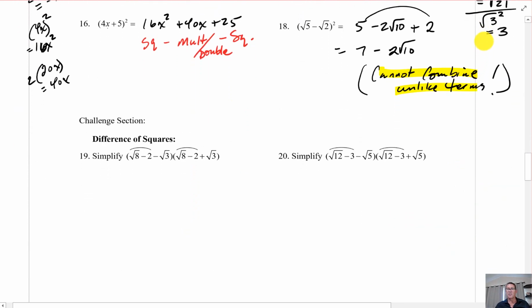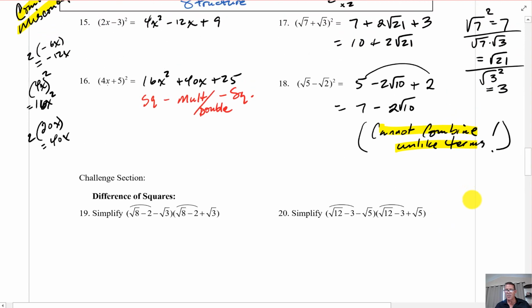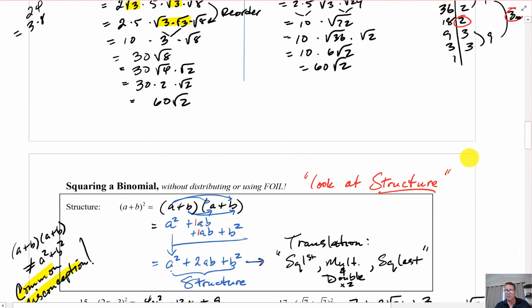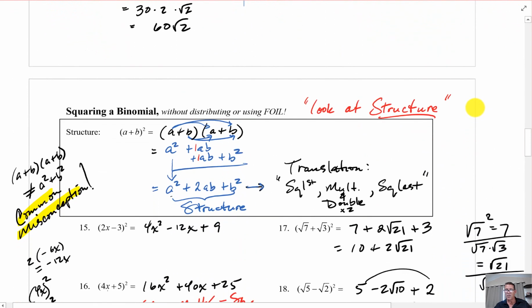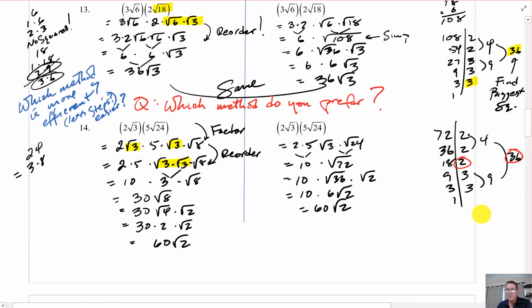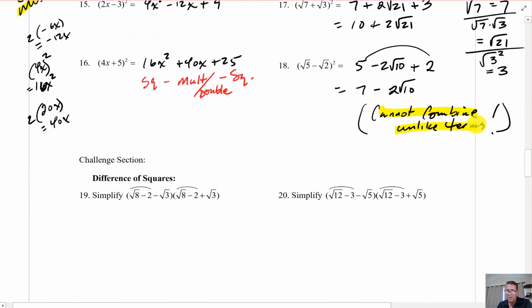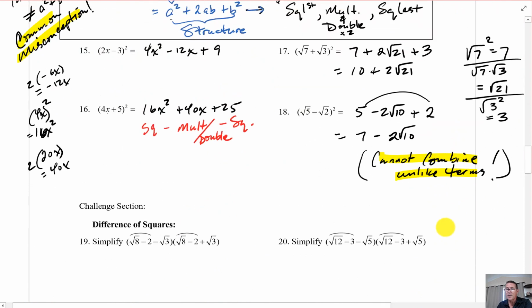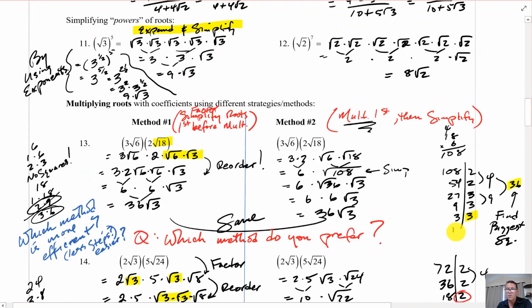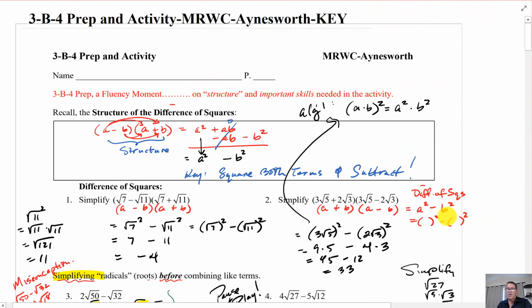Okay, last two. And this is a challenge section here. Now, these two right here, 19 and 20, are just like right here. It's the difference of squares. Oh, excuse me. Wait a minute. Let me look at it again. Yeah, one's a plus. Yeah, it's the difference of squares. So let's go back to the very beginning. When you have a minus b times a plus b, you get a squared minus b squared.